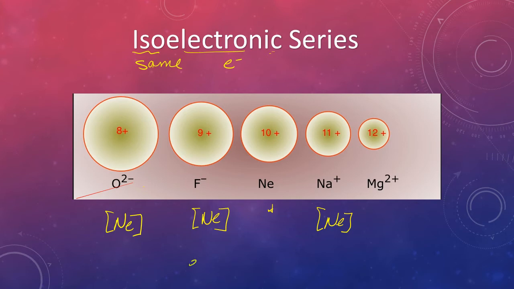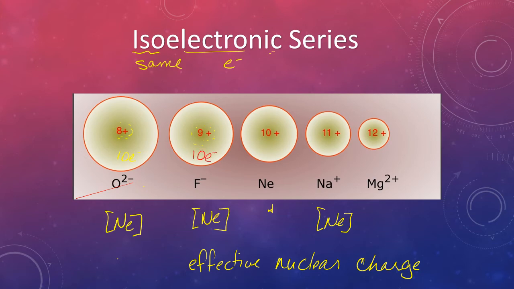Well, if you said effective nuclear charge, you would be correct. See, oxygen has 8 protons. As an ion, it has 10 electrons. There's no way that nucleus can hold on as tightly. No way at all. Fluorine has 9 protons, and here we have 10 electrons. And so fluorine does a better job of holding on to those orbitals, and so it pulls them in a little smaller.